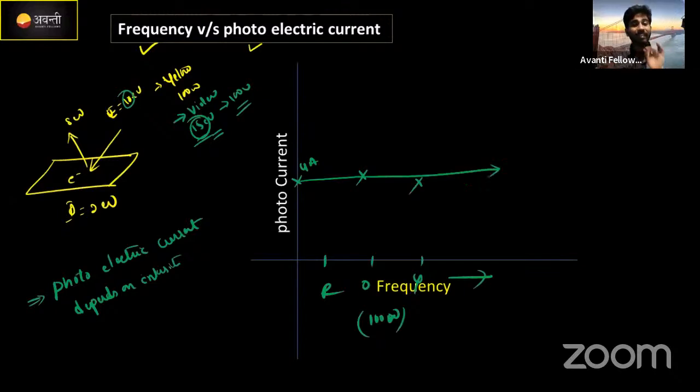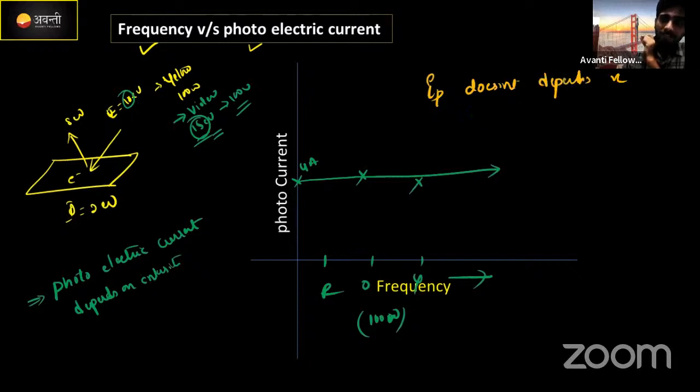Now it is clearly indicating that the photoelectric current, I will write here ip, is nothing but photocurrent. It doesn't depend on frequency. Clear? It does not depend on frequency. It depends on the intensity. Yes, good.